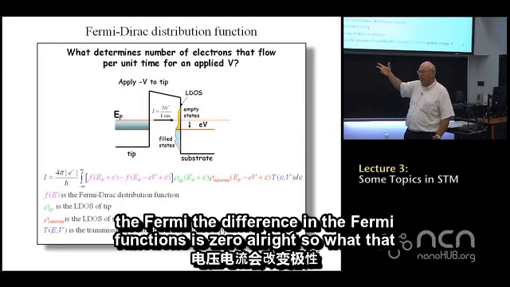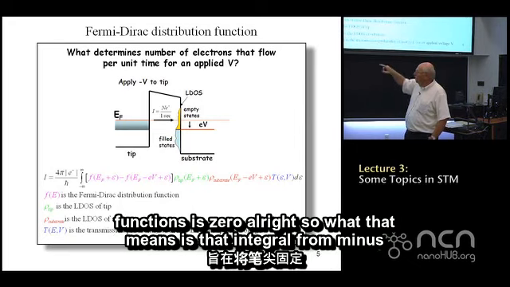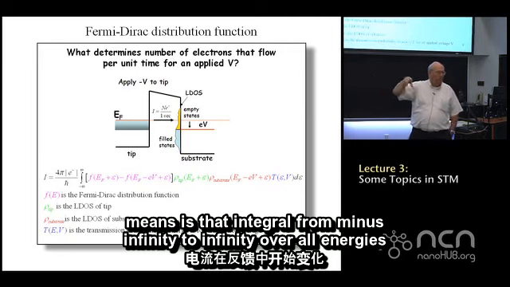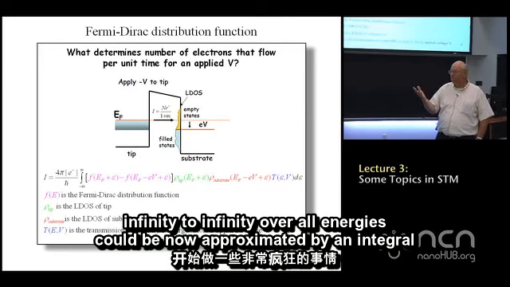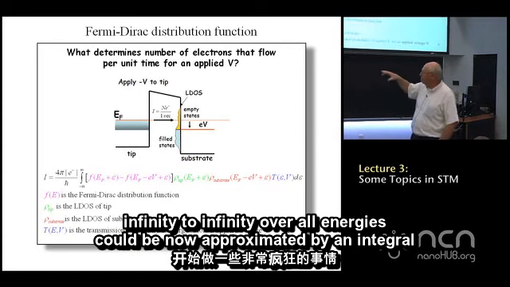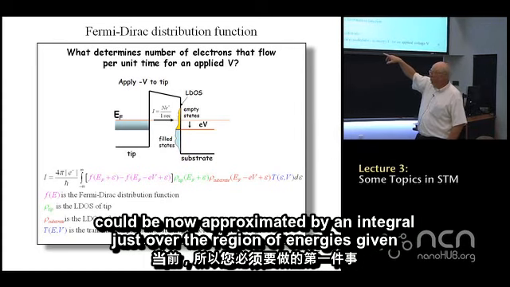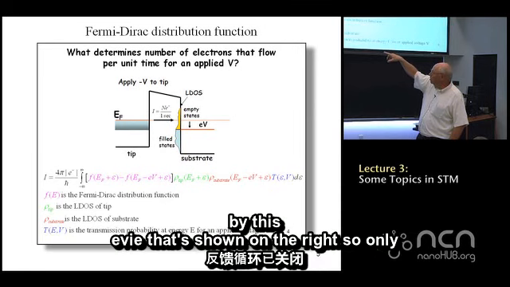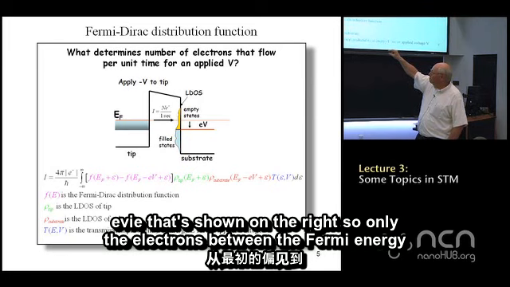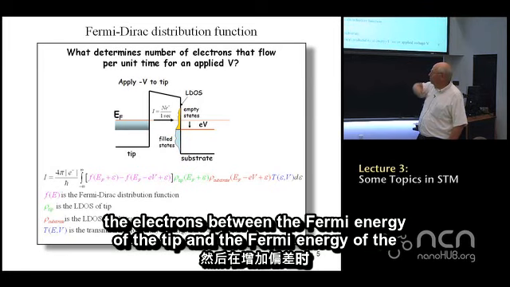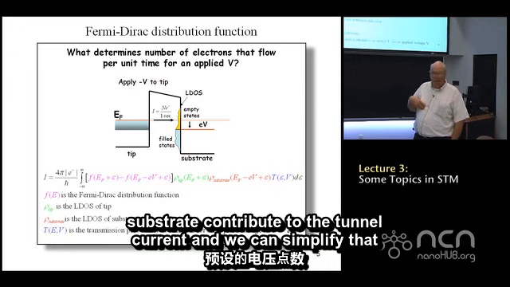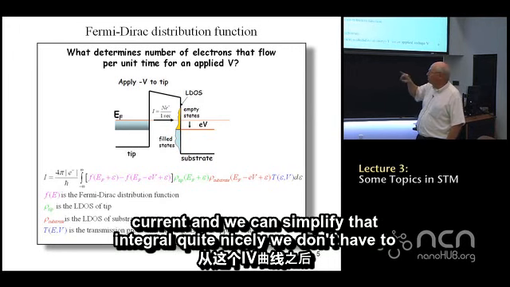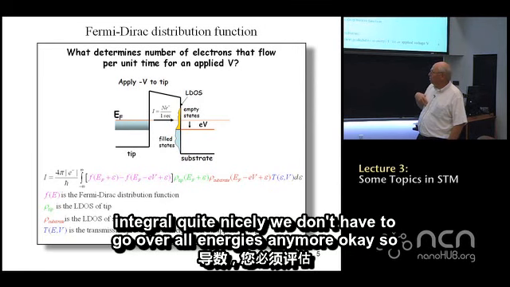So what that means is that the integral from minus infinity to infinity over all energies can now be approximated by an integral just over the region of energies given by this eV that's shown on the right. So only the electrons between the Fermi energy of the tip and the Fermi energy of the substrate contribute to the tunnel current. And we can simplify that integral quite nicely. We don't have to go over all energies anymore.